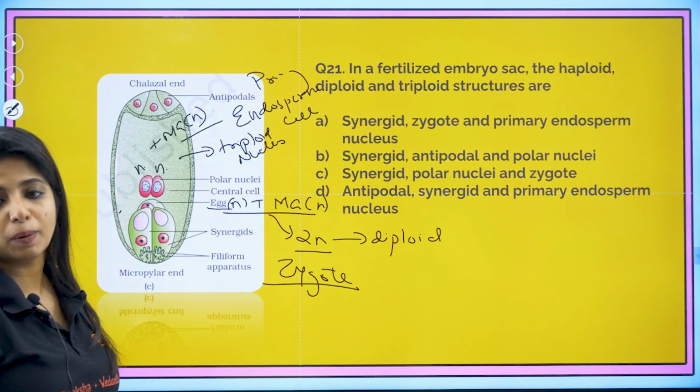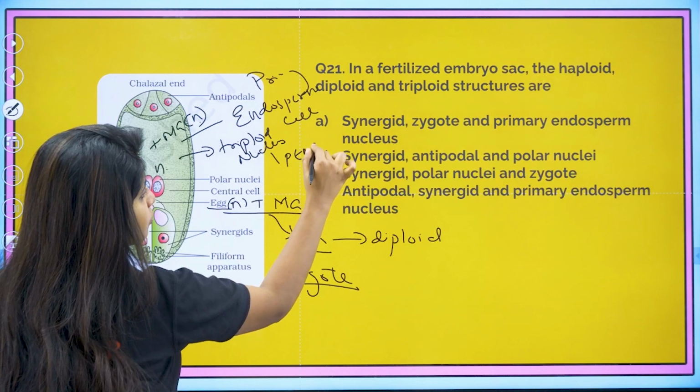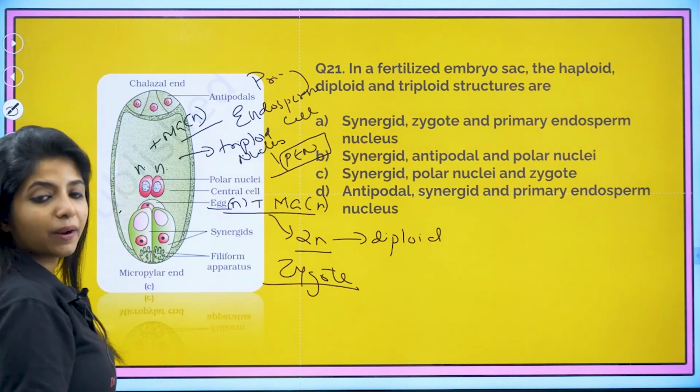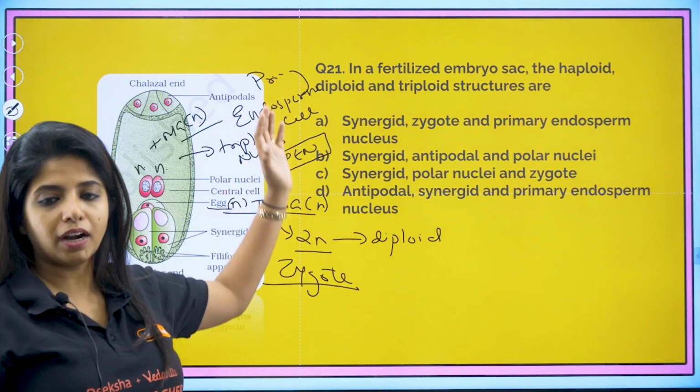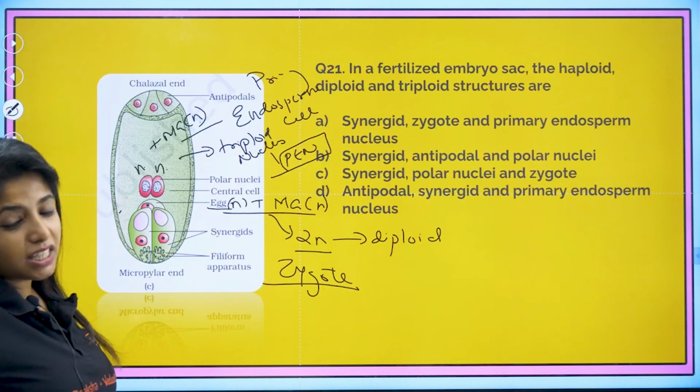And what do you call this nucleus? Primary endosperm nucleus. You call this nucleus the primary endosperm nucleus. So what is triploid over here? The primary endosperm nucleus, or the primary endosperm cell. Now what about haploid structures? Everything else is going to be haploid.